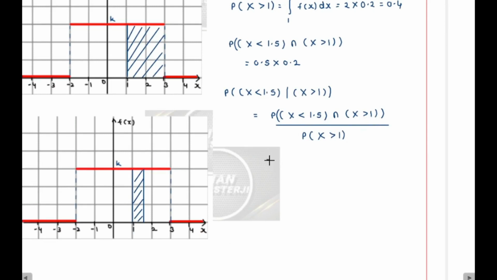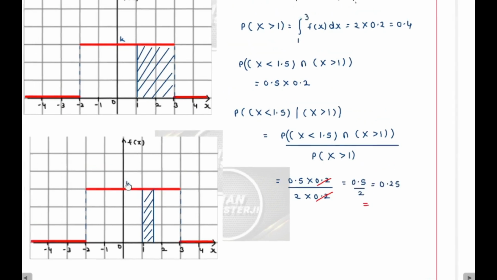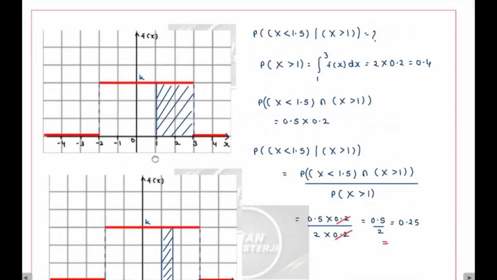Correct? So what will be this particular value equal to? So here this value we got it as 0.5 into 0.2, and probability of x greater than 1 we got it as 0.4 or 2 into 0.2. Correct? So I can cancel 0.2 and 0.2. So what I am left with? I am left with 0.5 upon 2, which is nothing but 0.25. Okay, so this answers the fourth part of the question.